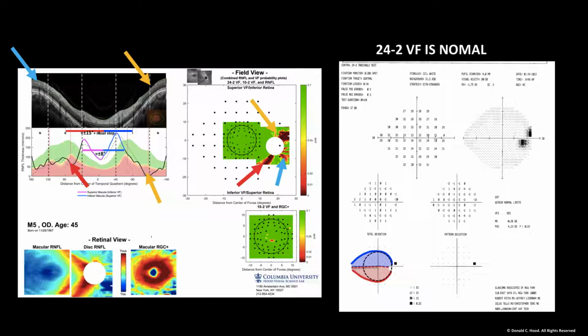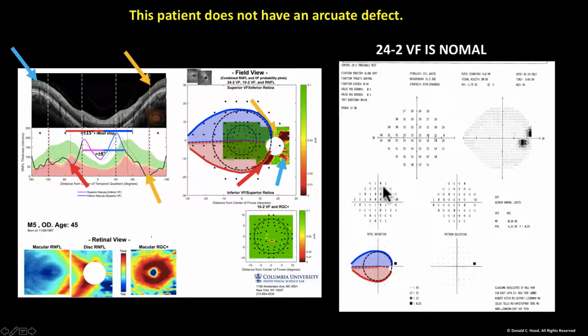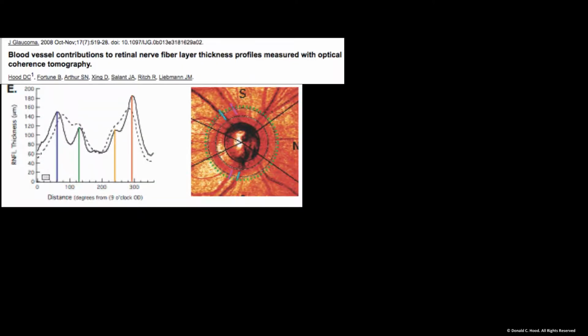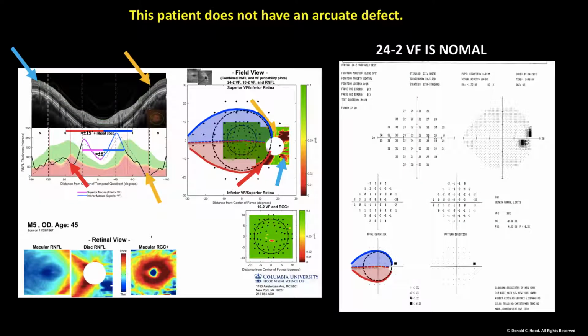Well, where should we see the defect? We can put the model up here. So the defect, let's put the model there. So we would expect to see this here showing up on here, and nothing's here. So what's going on? This patient does not have an arcuate defect. So the answer is it's due to the placement of the blood vessels.